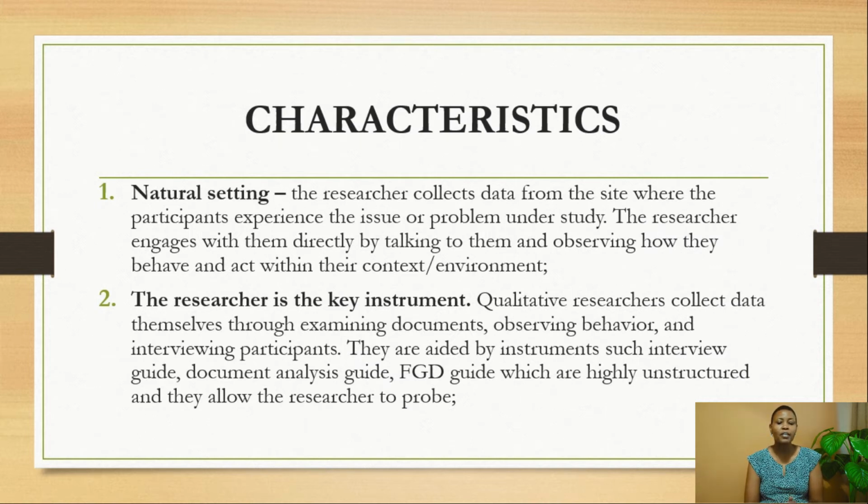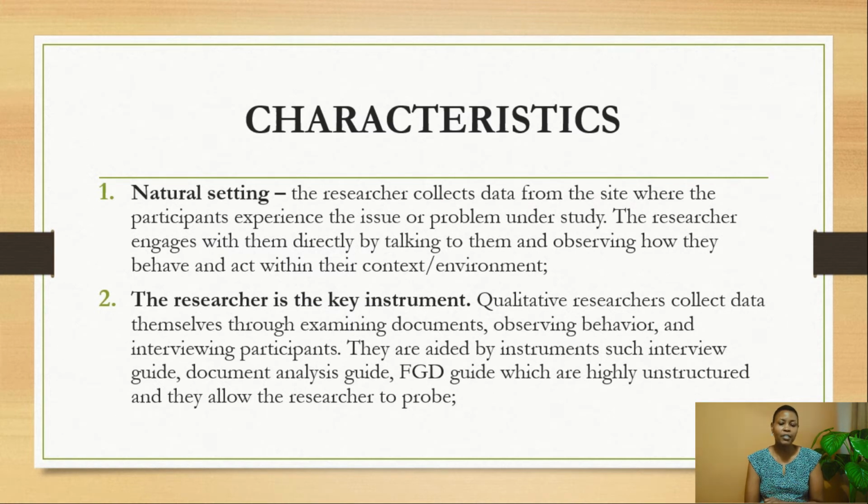So the first one is natural setting. This is key in qualitative research. Whereas a quantitative researcher collects data from a controlled environment, not necessarily where the phenomena is, in qualitative, the researcher engages directly by talking to the participants and observing how they behave within their context, within their environment. And because of that, the researcher is the key instrument.